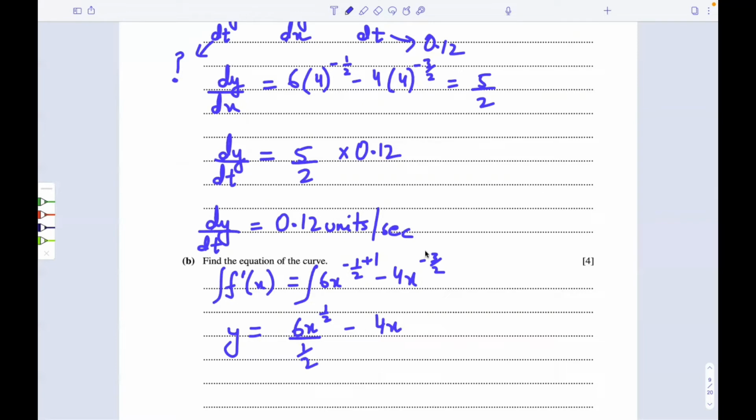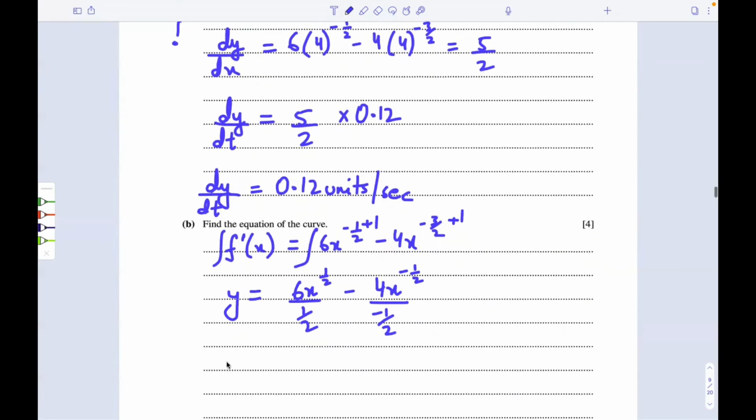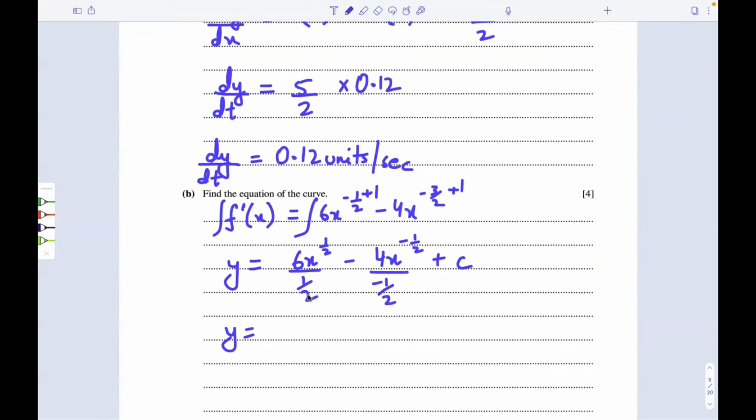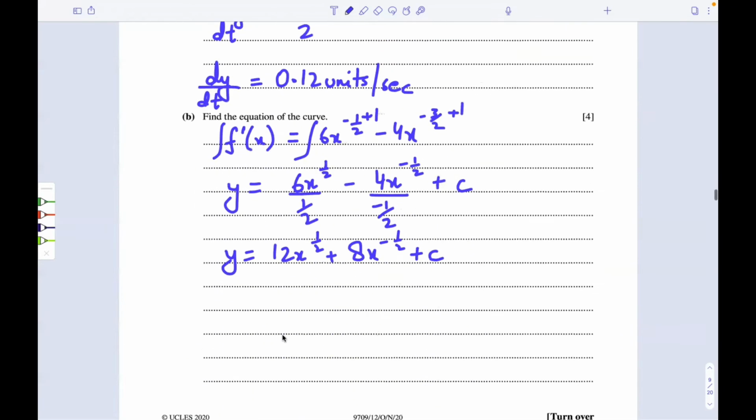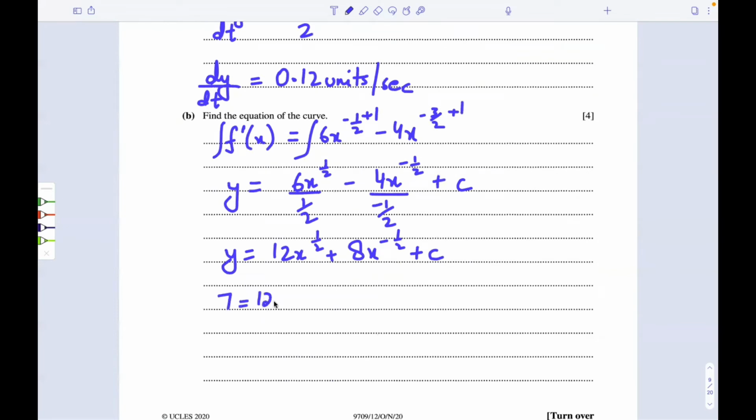So when we add 1 to minus 3 upon 2, we get negative half. And then we divide this by negative half. Simplifying this, we get y is equal to, and we always have to put a plus c up here. So we get 12x to the power 1 upon 2 plus 8x to the power negative 1 upon 2 plus c. Now to find the value of c, we substitute the point (4, 7) into the equation. We have 7 is equal to 12 into 4 to the power 1 upon 2 plus 8 into 4 to the power negative 1 upon 2 plus c.